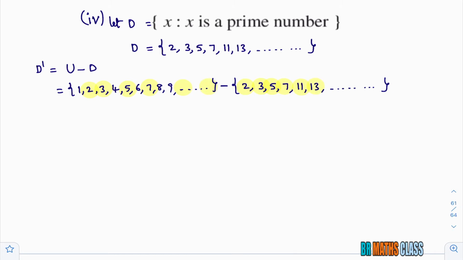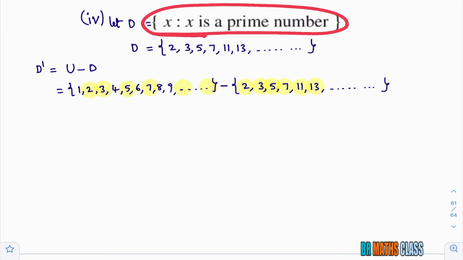Here, what are the elements remaining in the first set? 1, 4, 6, 8, 9. You observe, other than 1, what about the other elements? 4, 6, 8, 9, 10. These are all composite numbers. Please try to understand. 4 is a composite number, 6 is a composite number, 8 is a composite number, 9 is a composite number. D dash is also known as not D. X is a prime number means X is not a prime number. Not a prime number means what? Which is not prime, which is called a composite number.